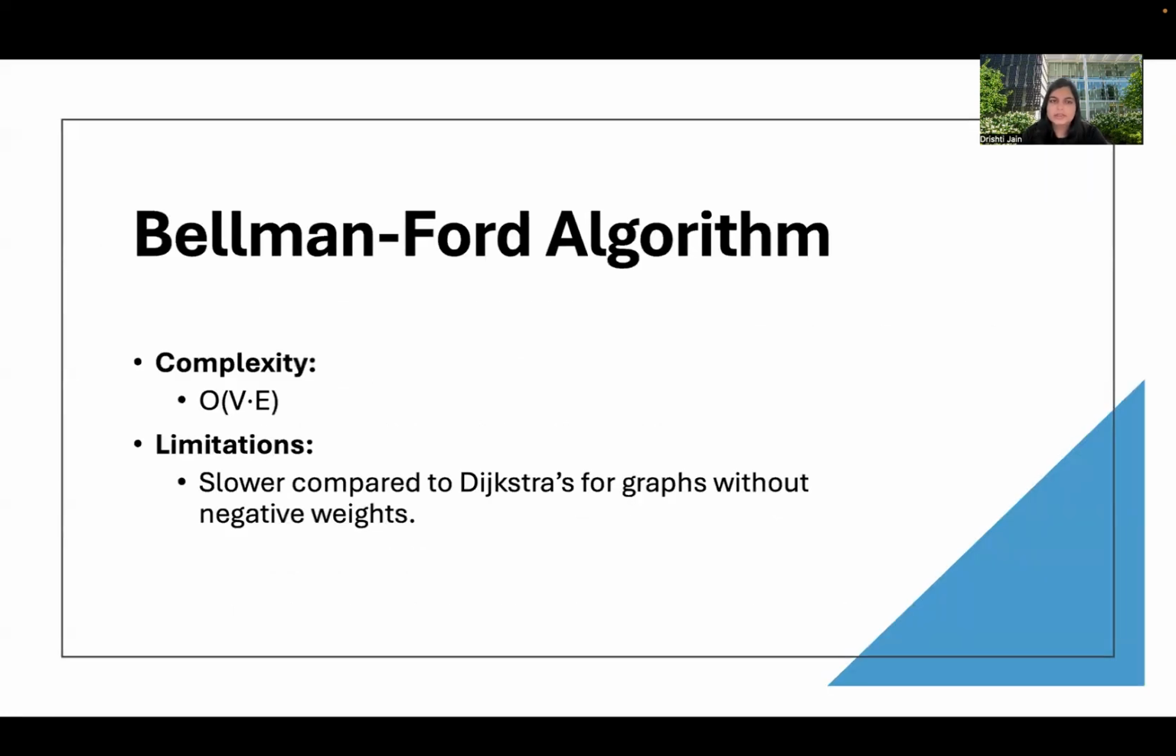With Bellman-Ford, the complexity is V times E. The limitation is that it is slower compared to Dijkstra's for graphs without negative weights. So consider a case wherein everything is positive weight. Performance of Dijkstra's is better than Bellman-Ford.